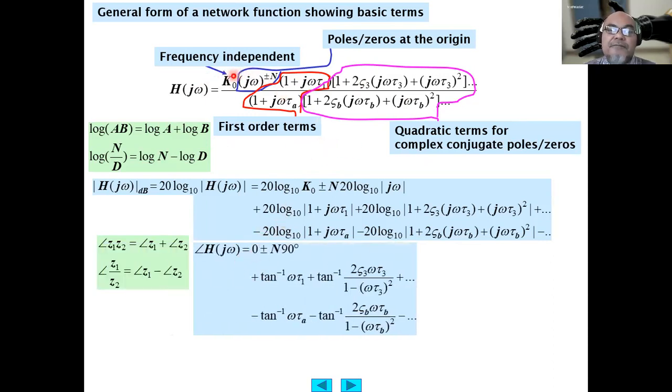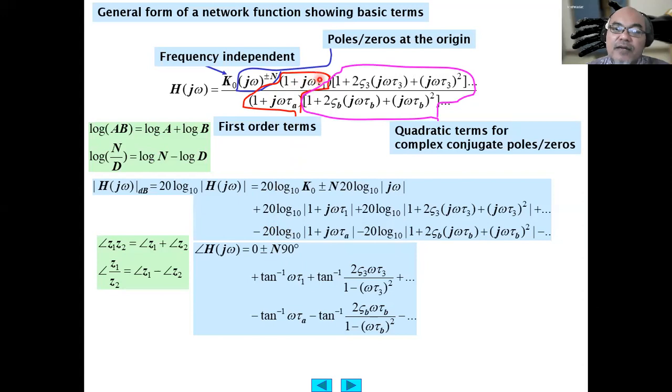So from here, the phase angle of K0 is 0, since K0 is frequency independent and doesn't have any phase. jω is 90 degrees, but there is a plus or minus power here. So it is n times 90 degrees, plus or minus depending on the polarity of this power, either positive or negative.